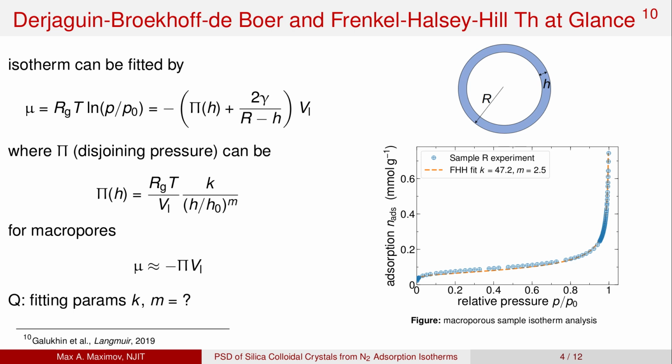We also need a model for the disjoining pressure, which is unknown and can be modeled using, for instance, Frenkel-Halsey-Hill theory. Let me first explain how to find the parameters for the disjoining pressure. We first run an adsorption experiment for a material with macropores, not the mesopores we finally want to characterize. So we can assume that our radius is infinite, and we can use plain and simple linear regression to find the coefficients k and m.